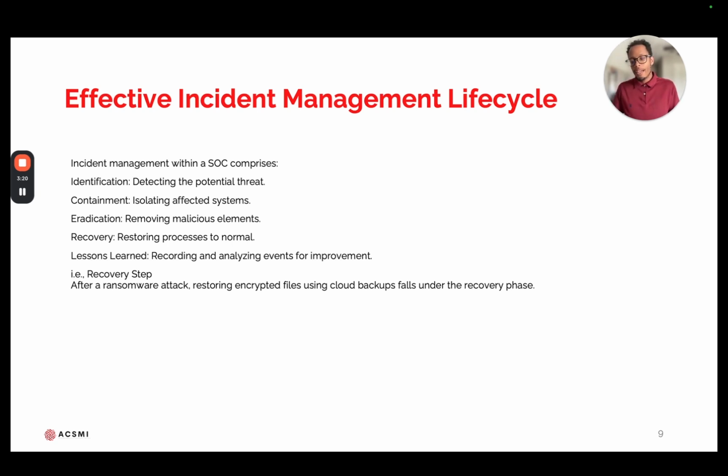Now, to have an effective incident management life cycle, keep in mind we do have our IRPs. It's all about identifying, detecting the actual threat, containing it, eradicating the threat, taking it out. And then how can we recover from this? What are our backups like? We talked about this before. What do our backups look like? Are they offsite, on-site, on-prem? And then the lessons learned.